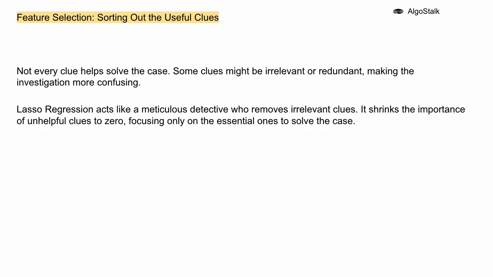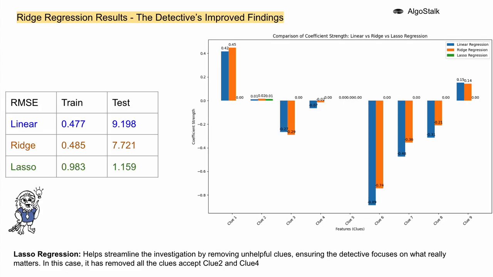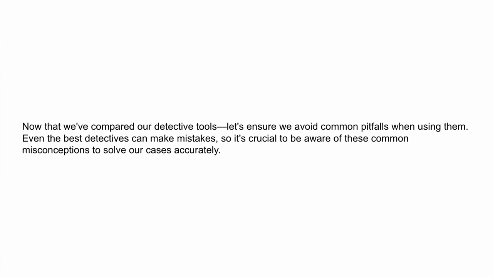Lasso regression acts like a detective who removes irrelevant clues. It shrinks the importance of unhelpful clues to zero, focusing only on the essential ones to solve the case. Lasso regression helps streamline the investigation by removing unhelpful clues, ensuring the detective focuses on what really matters. In this case, it has removed all the clues except clue 2 and clue 4.